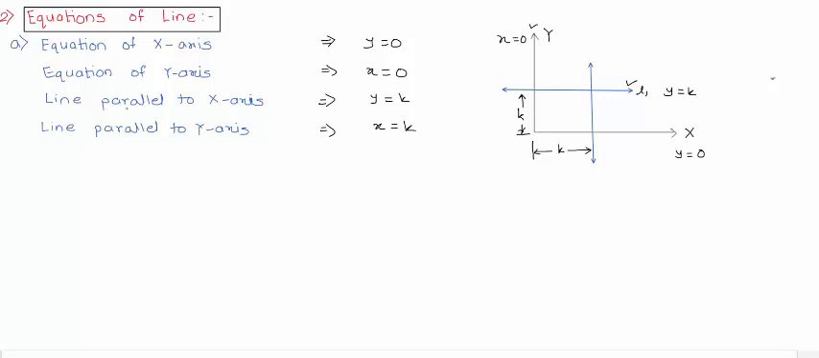The third is line parallel to x-axis. When a line is parallel to x-axis, its equation is y equals k. Okay students, now why y equal to k? Because every point on this line will have y coordinate as k. Okay, and the last one is line parallel to y-axis. When a line is parallel to y-axis, its equation is x is equal to k, where k is distance of that line along x-axis from origin.